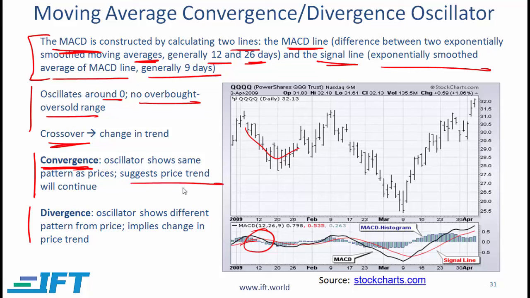This suggests that a price trend will continue. With divergence, the oscillator shows a different pattern from the price of the security. This implies a change in the price trend.